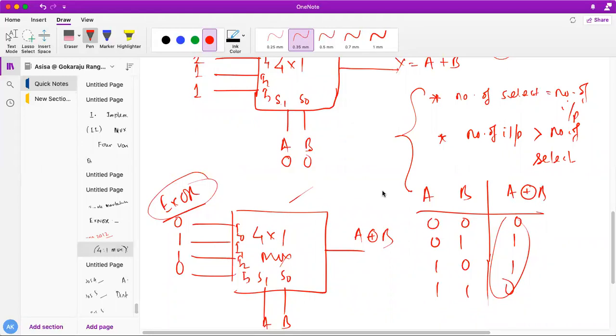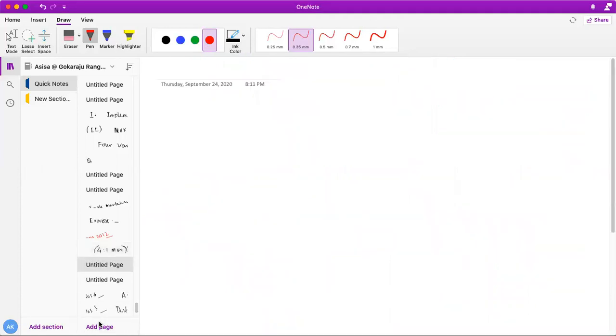How to implement these logic equations using a mux, we have discussed two cases. One is the number of inputs equal to the number of select lines. If the number of inputs is greater than the number of select lines, what to do? These are the two cases actually. Now we'll go for the next part. Any doubt till now? Please let me know, else we'll proceed further.